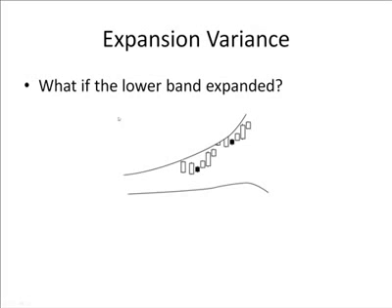Here's my last variance, and it's an expansion variance. And again, the bands are far apart to begin with, but we can see about the 3rd candlestick back, maybe right about where I had the last 2 candlesticks, that the upper band has been headed up. The lower band has been following it in the past.